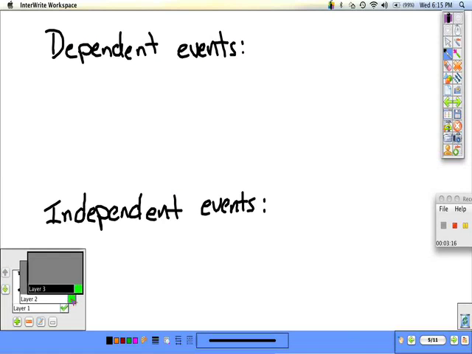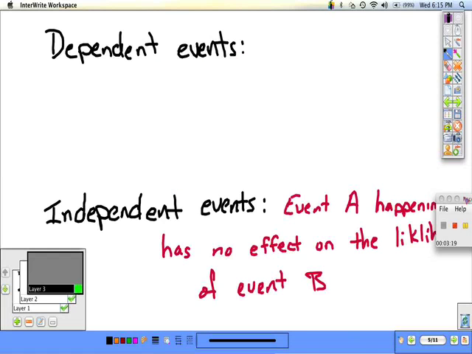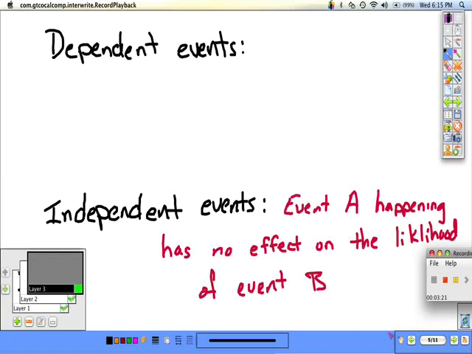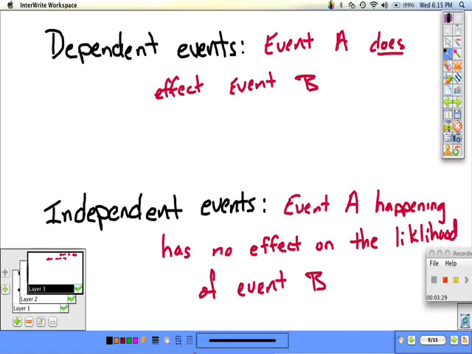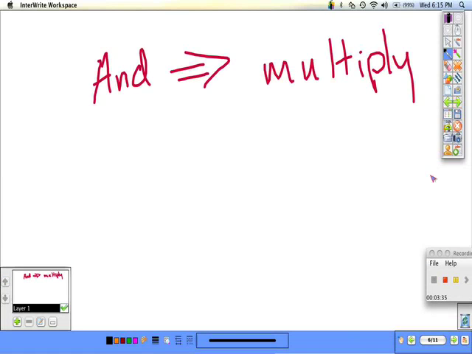Independent and dependent events. Independent events are where one event has no effect on the likelihood of another event happening. Dependent events, one event does affect the other one. And we'll look at some examples of what this is. And one thing we need to make sure we understand is that "and" implies that we multiply, while "or" implies that we do addition, like with picking the red or the green, or orange or green it was. We added those number of ways it can happen.